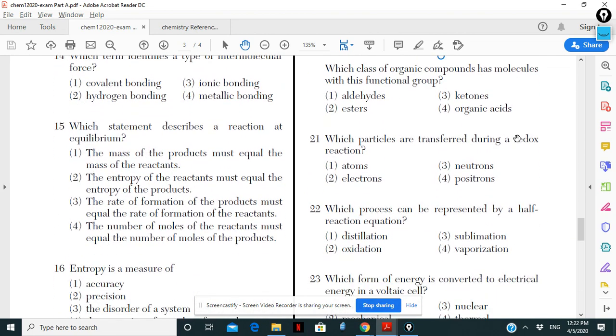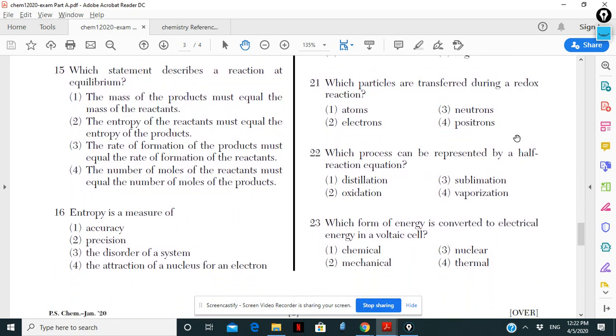21. Particles are transferred during a redox reaction. We understand nothing moved from the atom except electrons. Neutrons don't move because they're inside the atom, protons don't move because they're inside the atom, but electrons do, and it's a valence electron. So in the redox reaction, electrons are the only thing transferred. So the answer for 21 is 2.